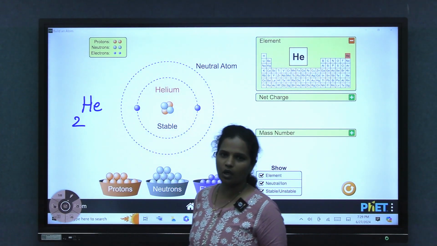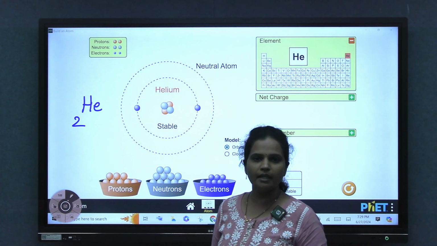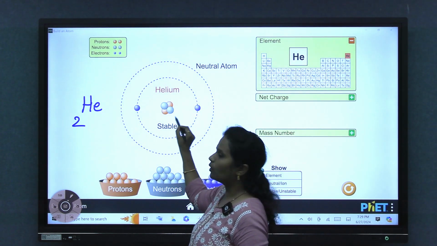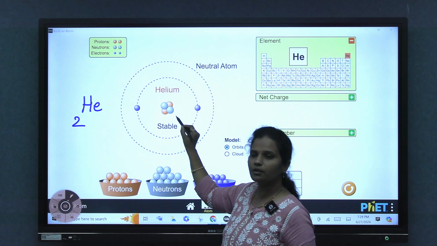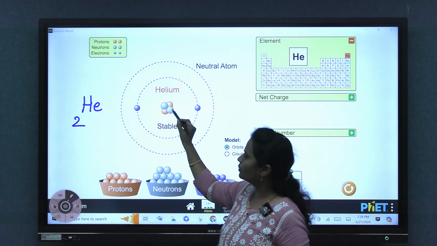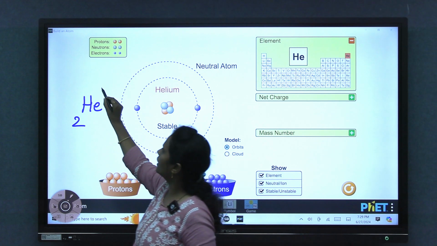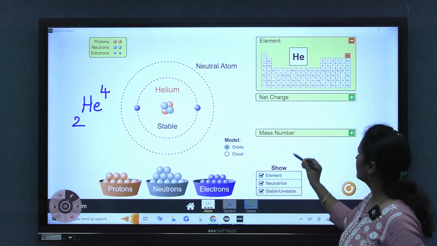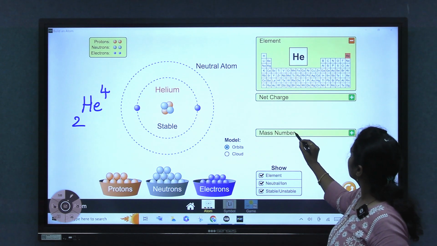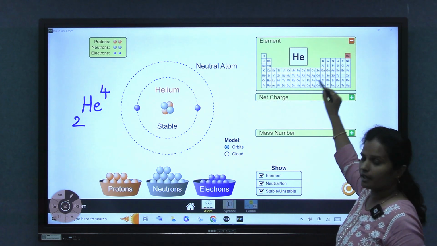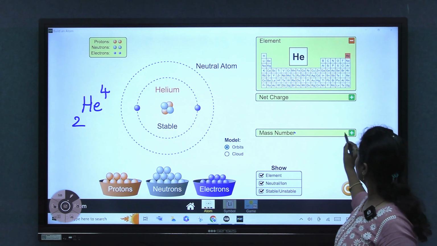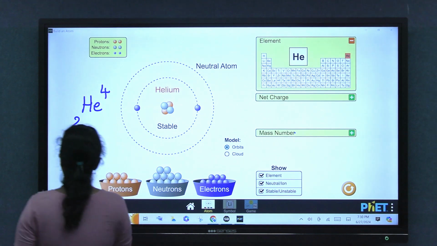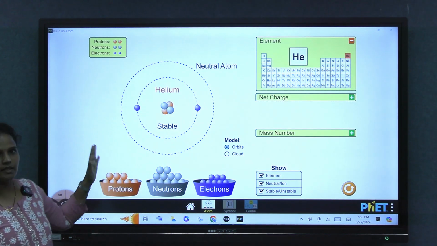What is the definition of the mass number? The number of protons and neutrons present in the nucleus is called the mass number. Now 2 neutrons, 2 protons, 2 plus 2, 4. So the mass number of helium is 4. Now you can see here, this is the periodic table. This is about the stability.